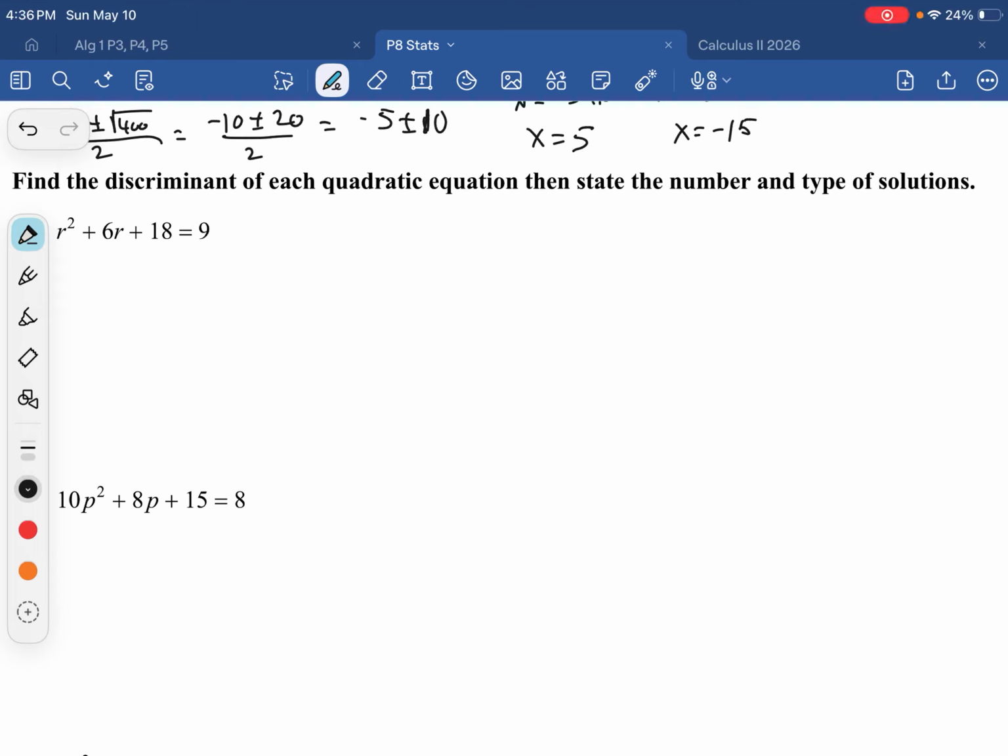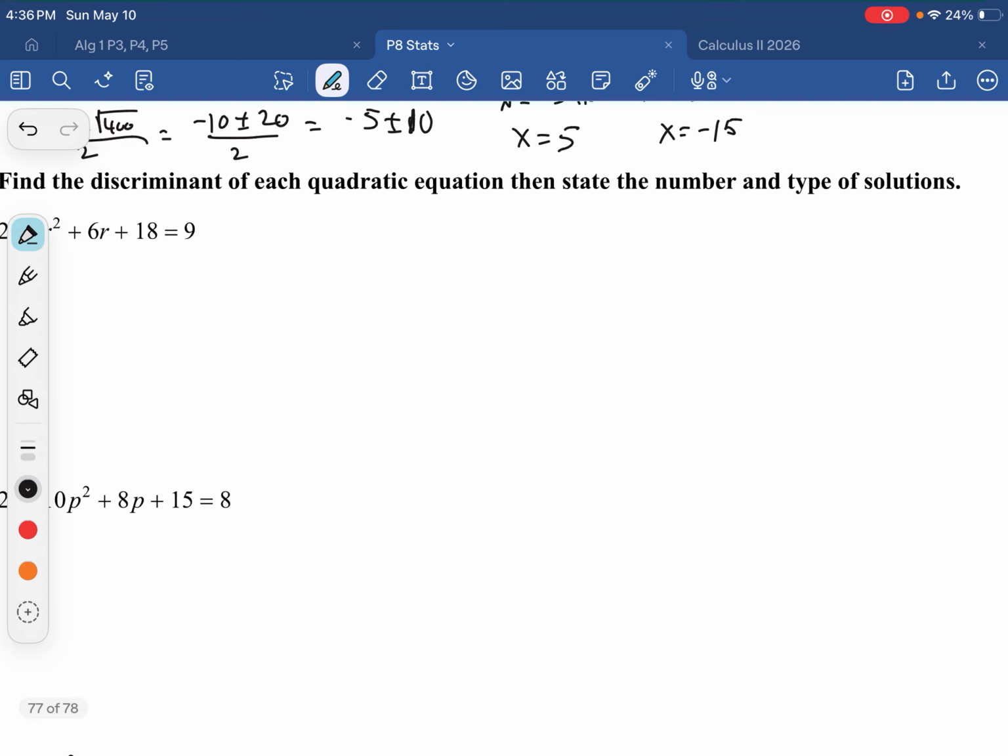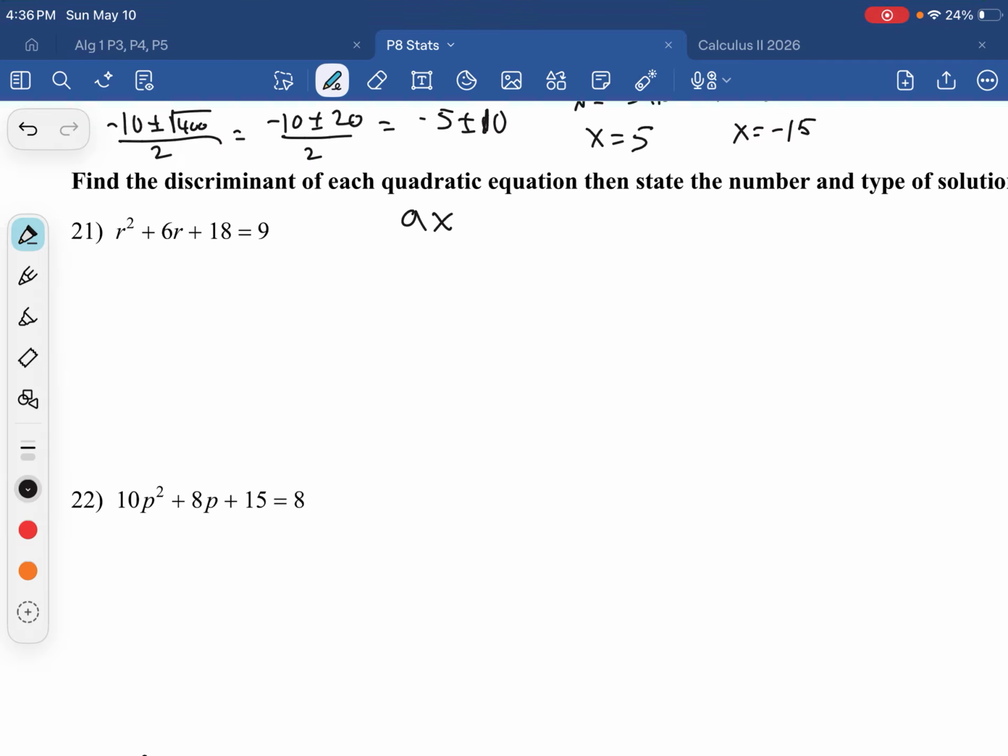All right, this is the third video for the exam review. For numbers 21, 22, and 23, we want to find the discriminant of each quadratic equation and state the number and the types of solutions. Remembering that if our quadratic equation is in this form, ax squared plus bx plus c equals 0, the discriminant is what's inside the radical, b squared minus 4ac.